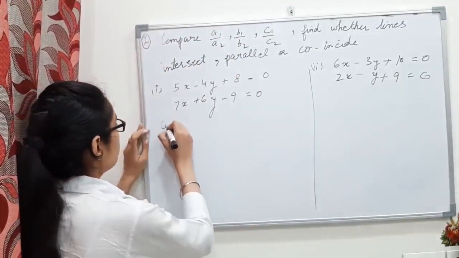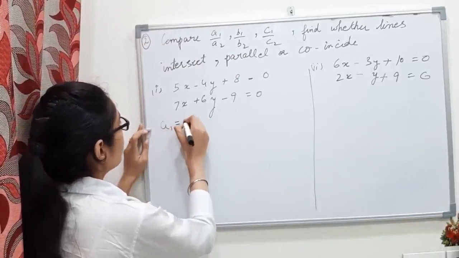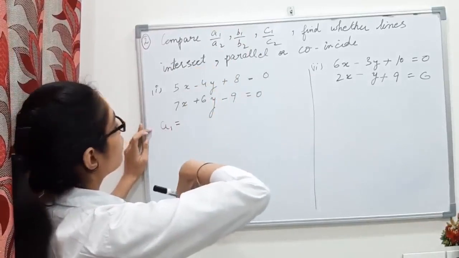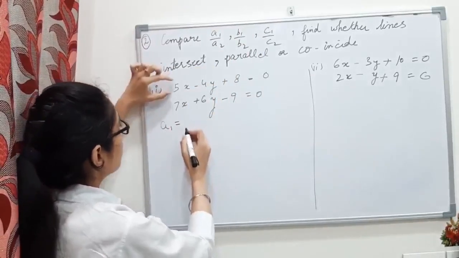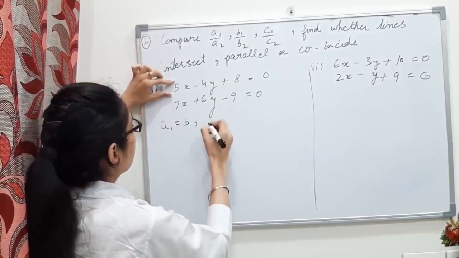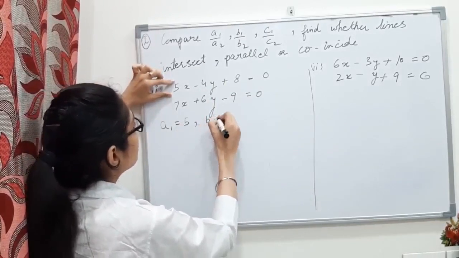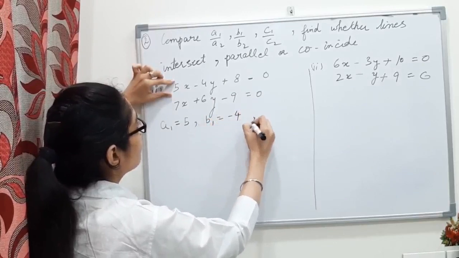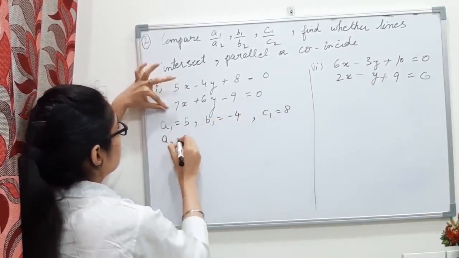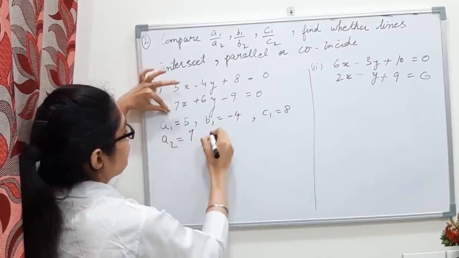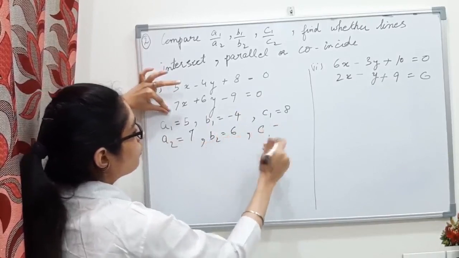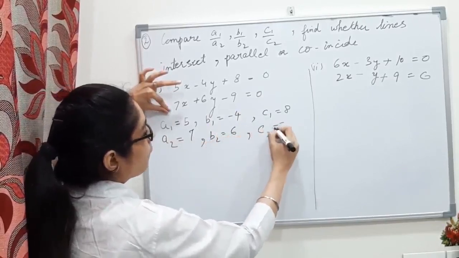For the first sum, first we will write the values of a1, a2. First we will write the values of all the constants. So here in this equation, a1 is 5, b1 is minus 4, c1 is 8, a2 is 7, b2 is 6 and c2 is minus 9.